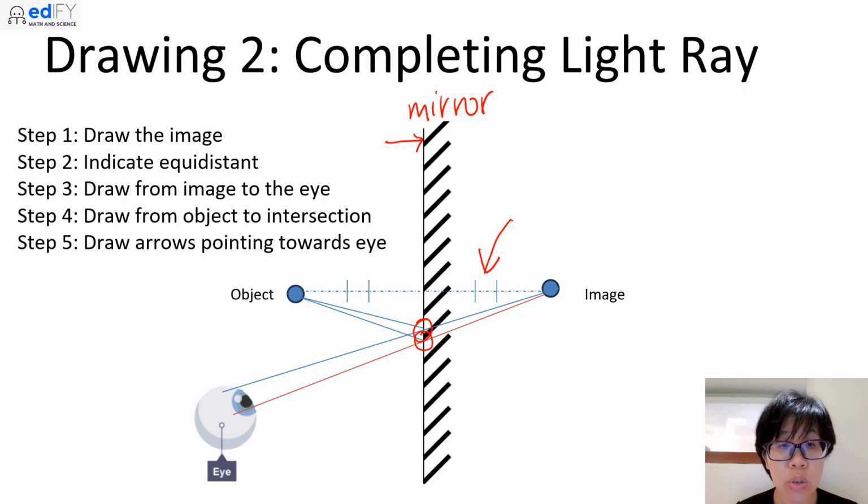Last one, draw arrows pointing towards the eye. Alright, draw arrows both at the object side as well as the image side. So this completes the ray. Alright, so normally this takes about 2 to 3 marks. So do make sure that you have every single component, failure which you may have marks deducted.